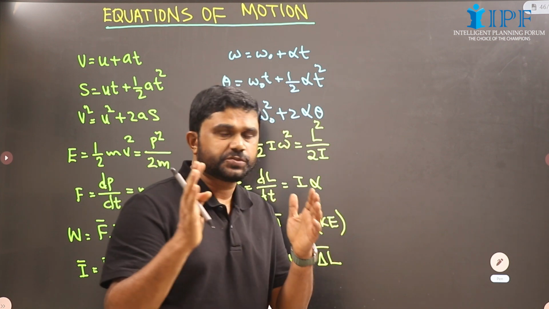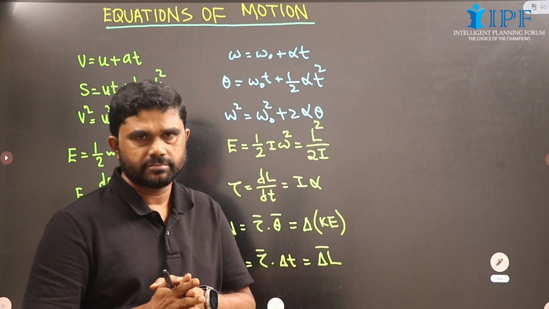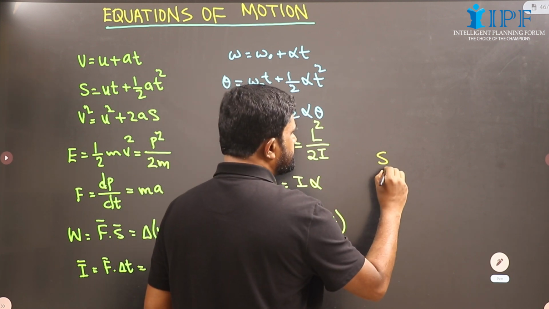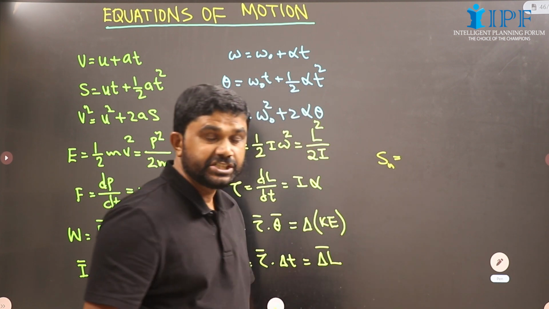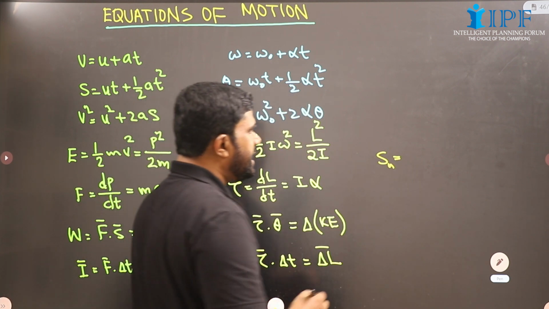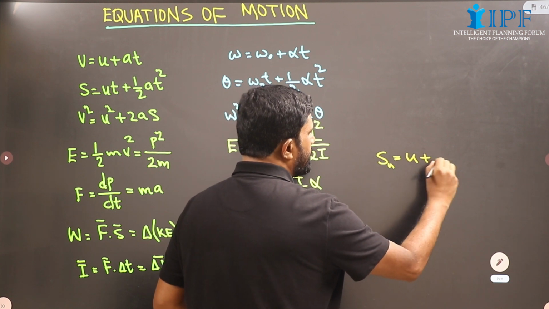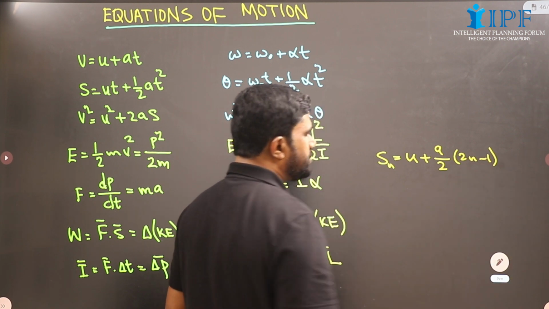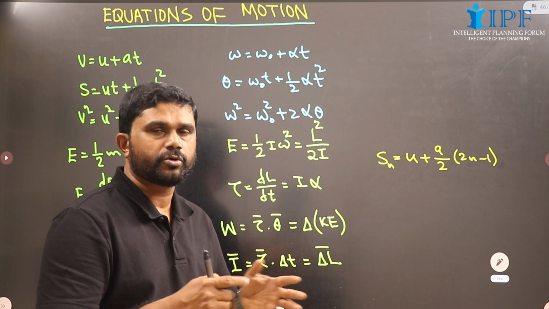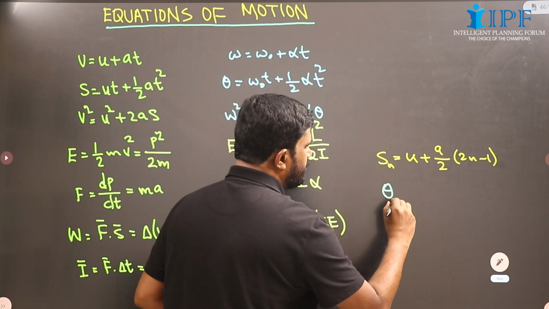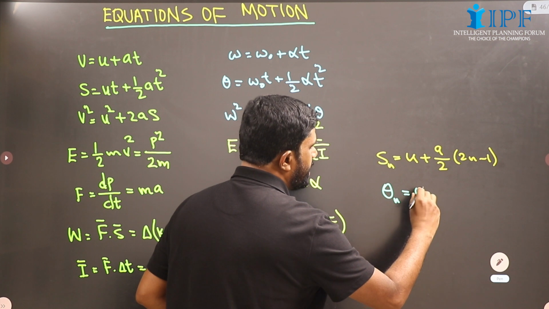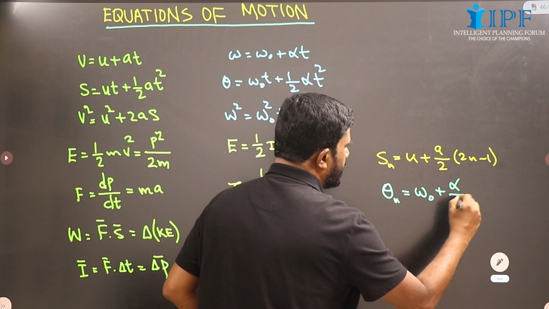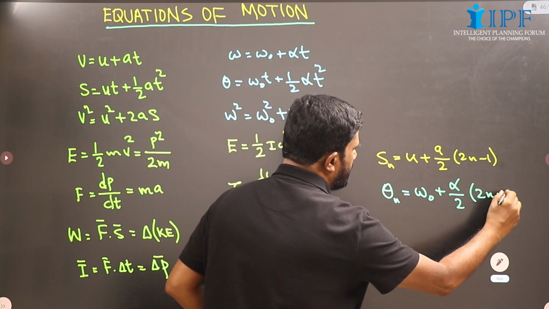Similarly, we have displacement during the nth second when a body moves with a constant acceleration. In linear mechanics, we have studied s with the suffix n, the displacement in the nth second, equal to u plus a by 2 into 2n minus 1. A similar equation we can write in rotational motion, that is theta with the suffix n equal to omega 0, the initial angular velocity, plus alpha by 2 into 2n minus 1.